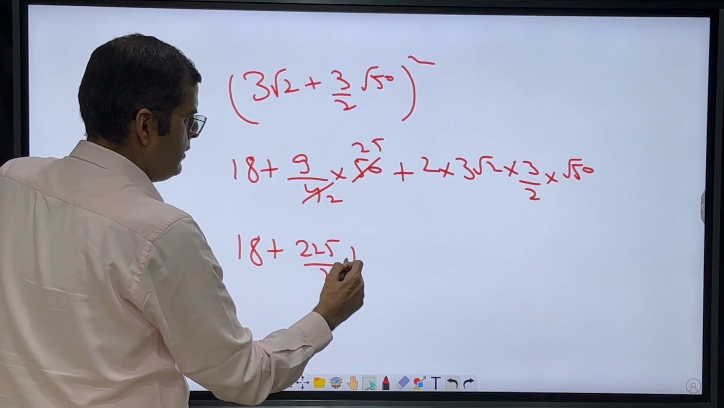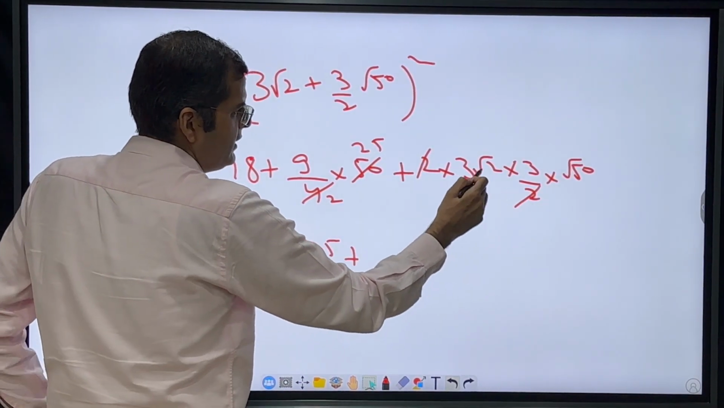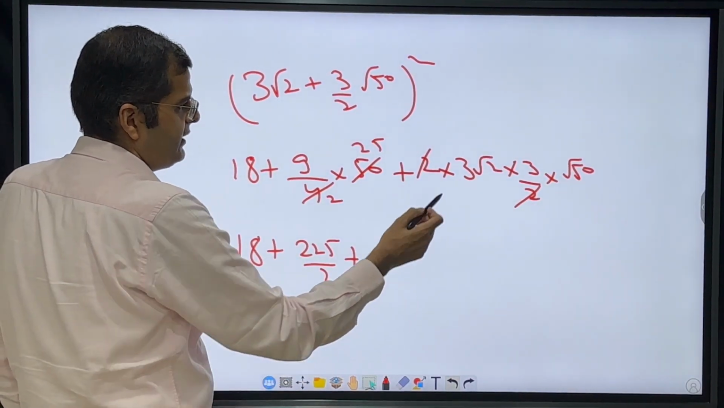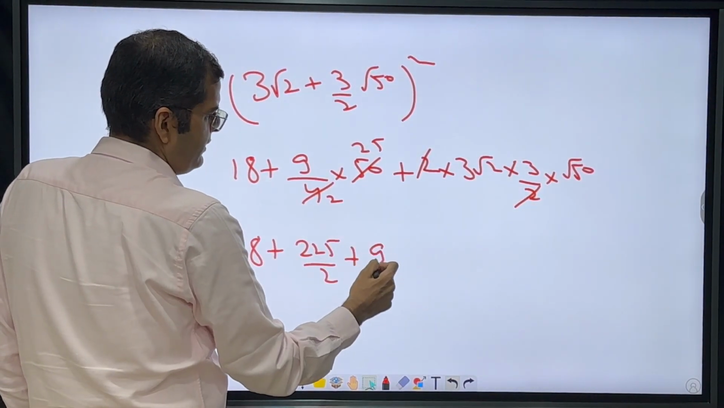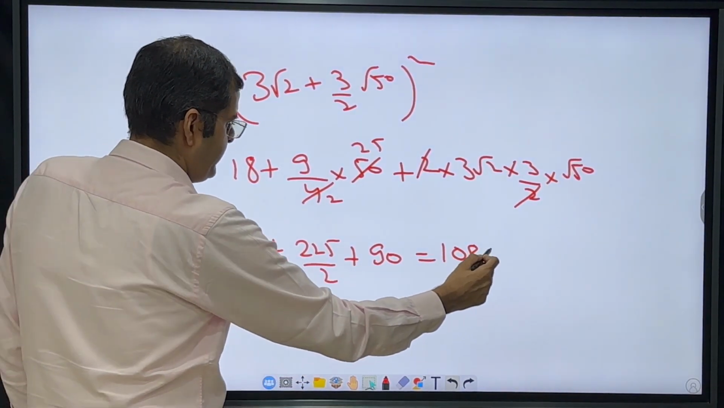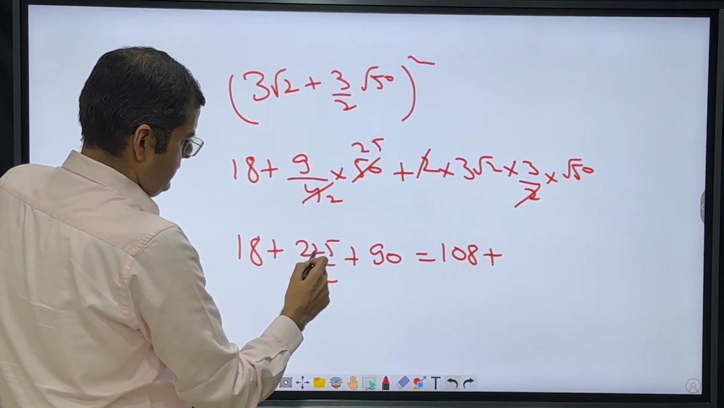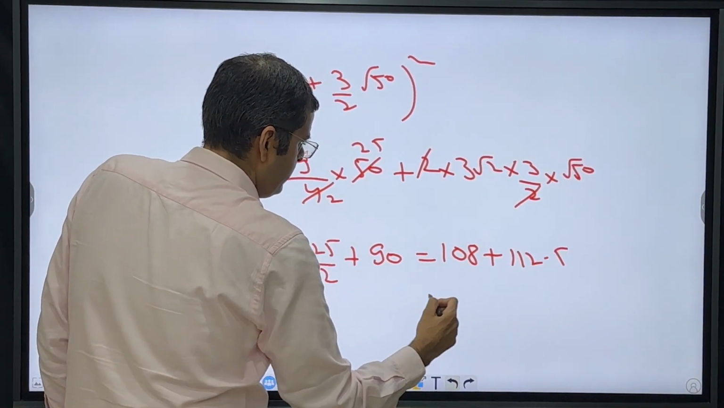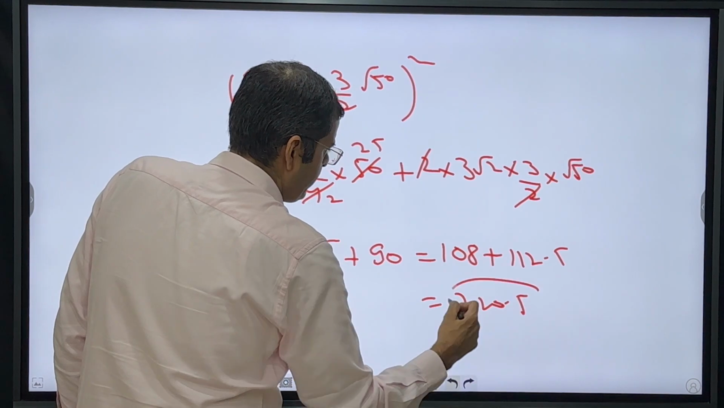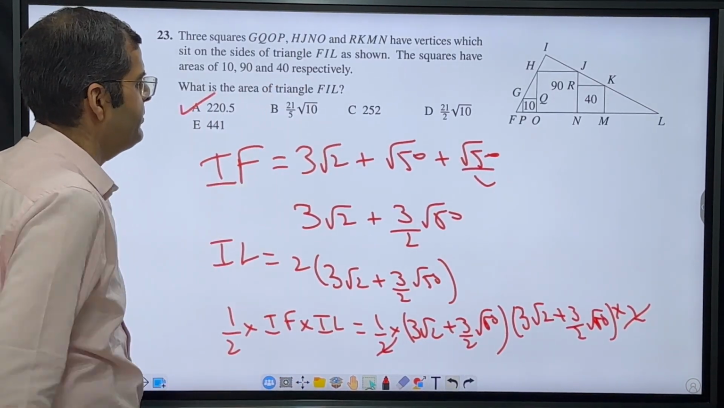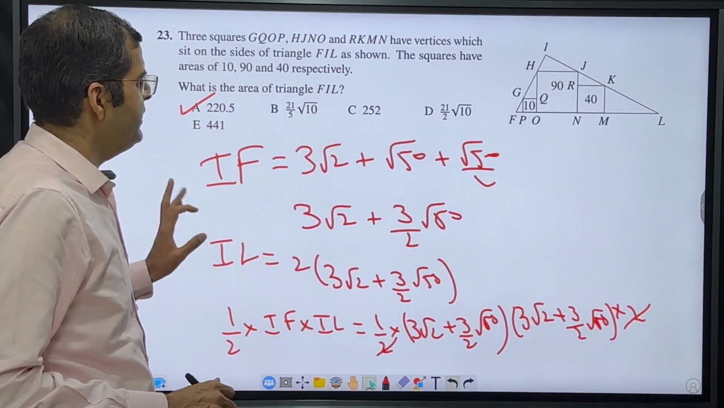Plus this 2 and this 2 go away. 3 into 3 is 9. Root 2 into root 50 is root 100, which is 10. So 9 into 10 is 90. 90 plus 18 is 108. Plus 225 by 2, that is 112.5. That is 220.5. So the area should be 220.5. Okay, so answer option A is correct.